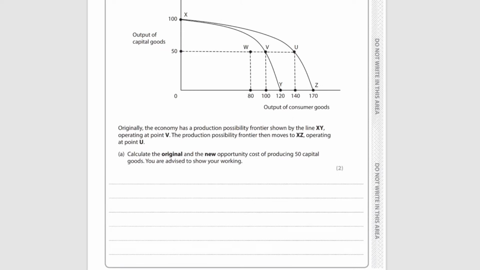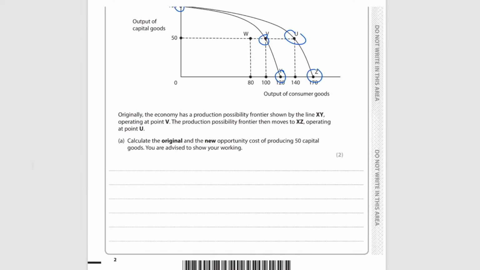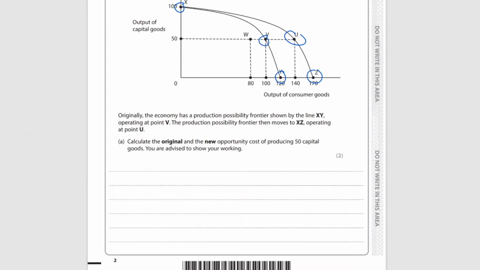Originally, the economy has a production possibility frontier shown by the line XY, and operating at point V. The production possibility frontier then moves to XZ operating at point U. Calculate the original and the new opportunity cost of producing 50 capital goods. You're advised to show your working.